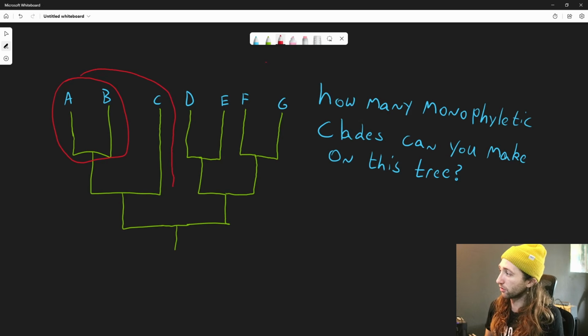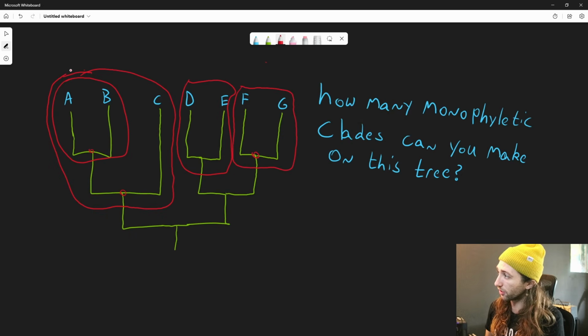Again, it is including the ancestor and all of its descendants. A and B has this ancestor here. C has this ancestor here. Awesome. D and E is a monophyletic clade. We can do this. F and G is another monophyletic clade. Again, looking at these ancestors here and all of their descendants.